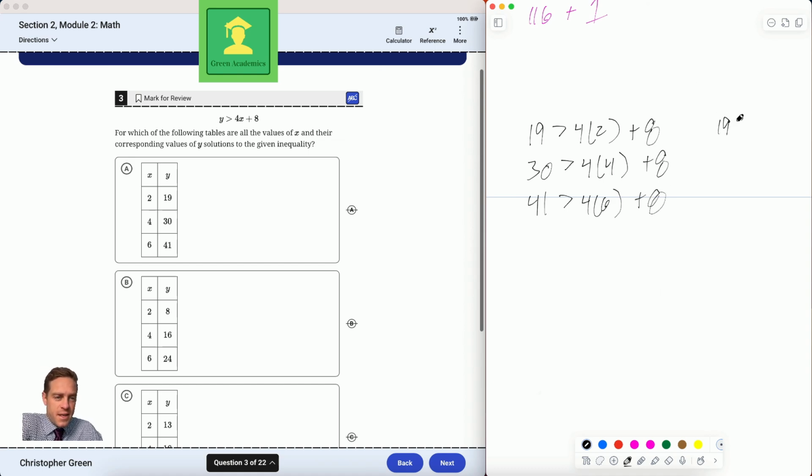So that's 19 is greater than 16, of course. 30 is greater than 24, yes. And then 41 is greater than 32, right? Is a yes. So the answer is just A.